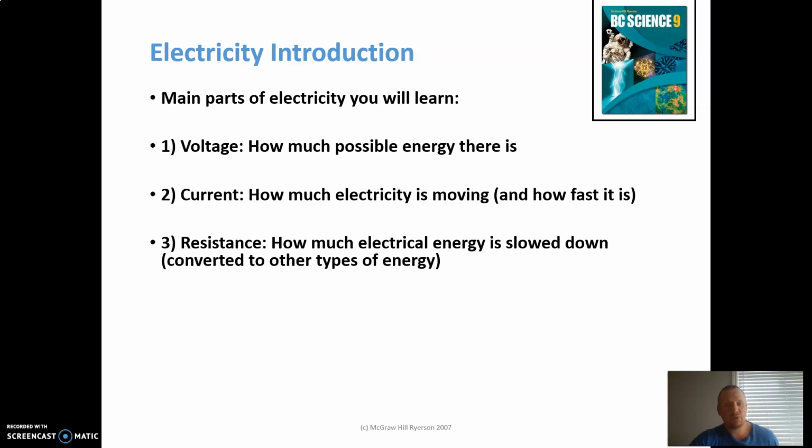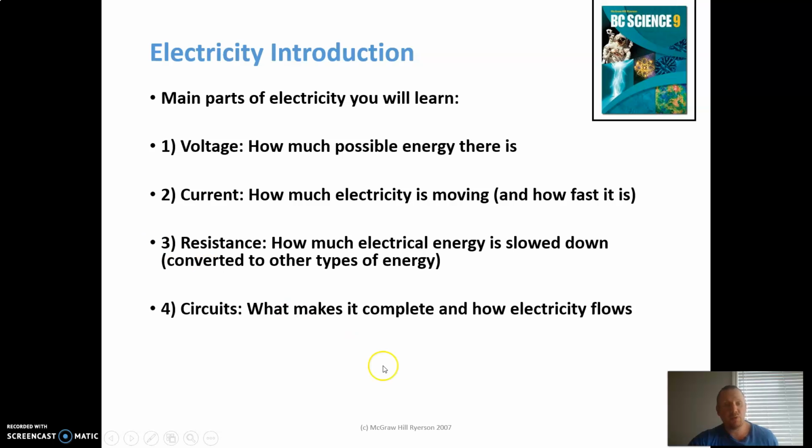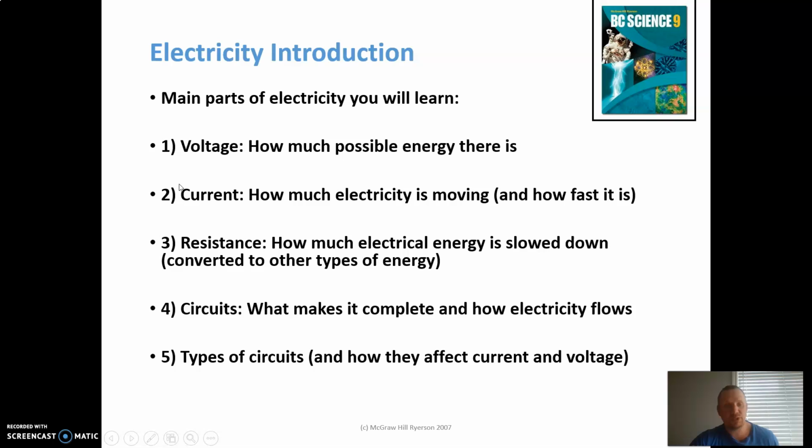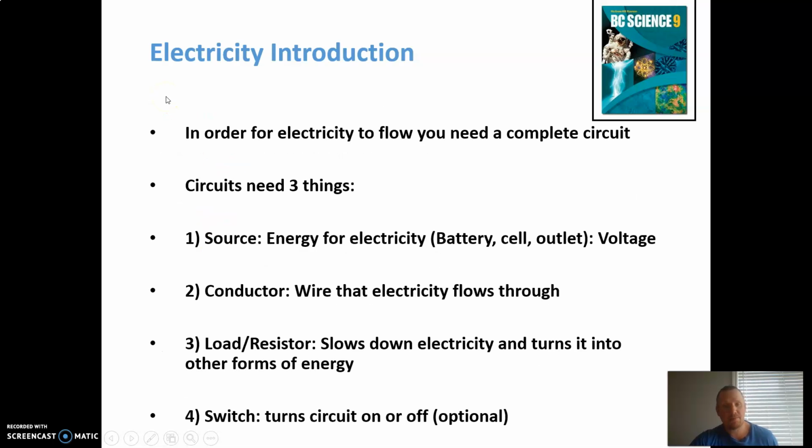And just further to what I just said, this week, we're going to focus on circuits. So what makes it complete and how electricity flows through the circuit, and how these three, voltage, current, and resistance, are related. So in order for electricity to flow, you need a complete circuit. It needs to be connected the whole way through.